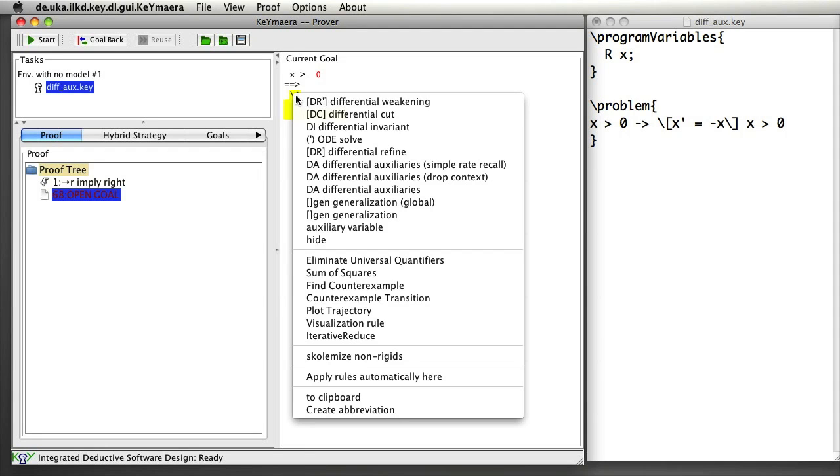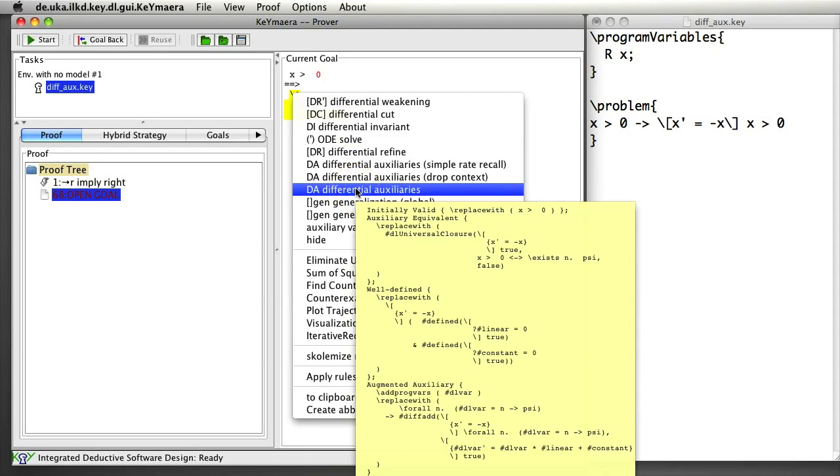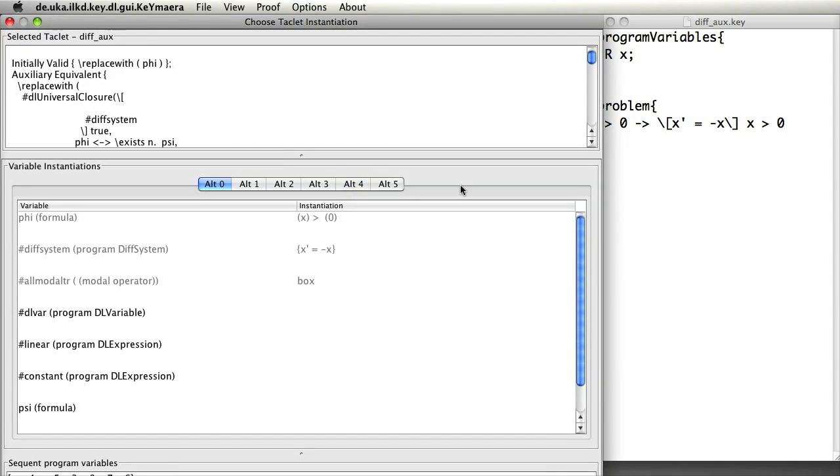could apply. The rule that we're looking at today is the differential auxiliary rule. This rule requires several instantiations. First, we have to choose a name for our auxiliary variable. So far we've been using y. Next, we have to define how our auxiliary variable is going to evolve. In order for KeYmaera to ensure that the differential equation is well defined, we actually limit the evolution of y to be linear.